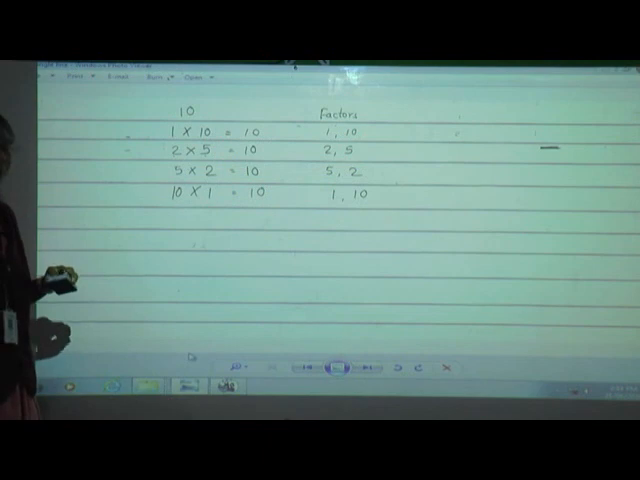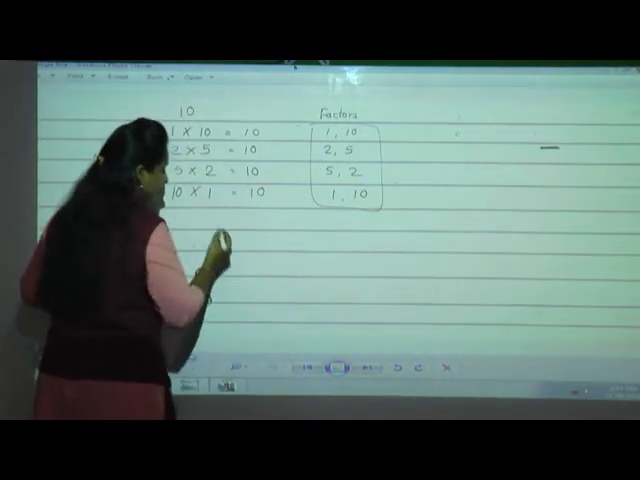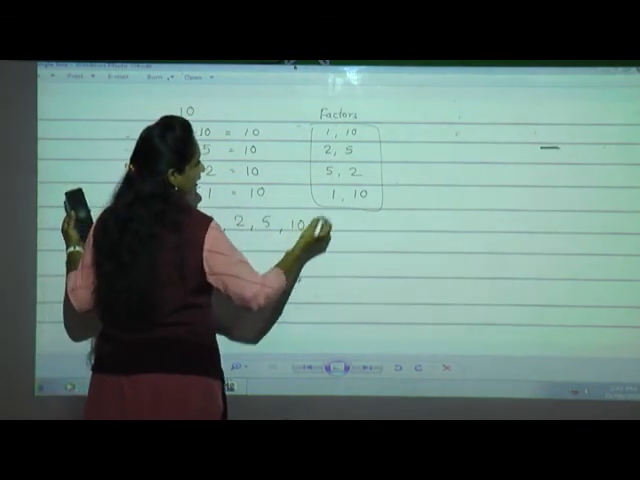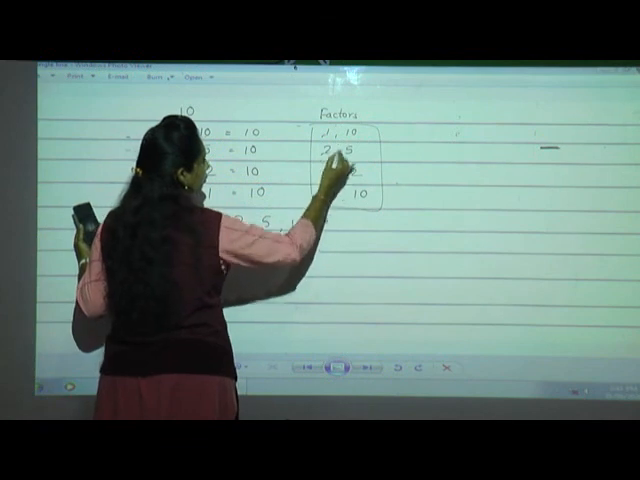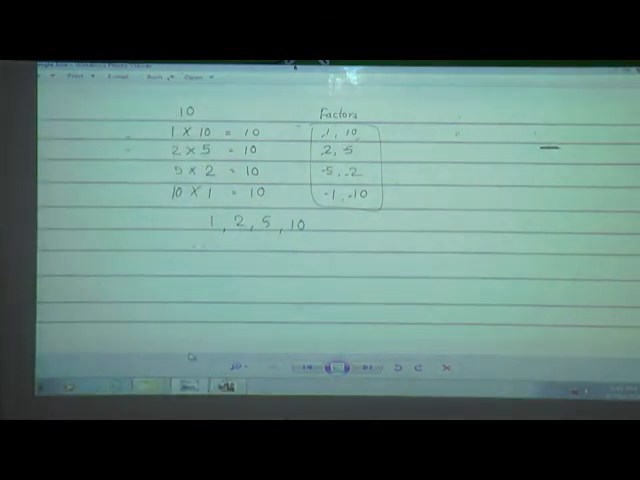Now write the common factors from these factors. Okay, what are the common factors? 1, 2, 5 and 10. See, 1 is repeated, 2, 5 and 10 also, so I have written 1 only.